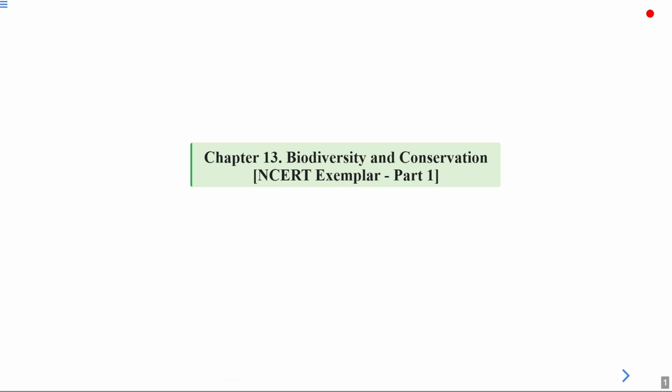Hello everyone and welcome to today's session, and today we'll be discussing the NCERT Exemplar questions for the chapter Biodiversity and Conservation.